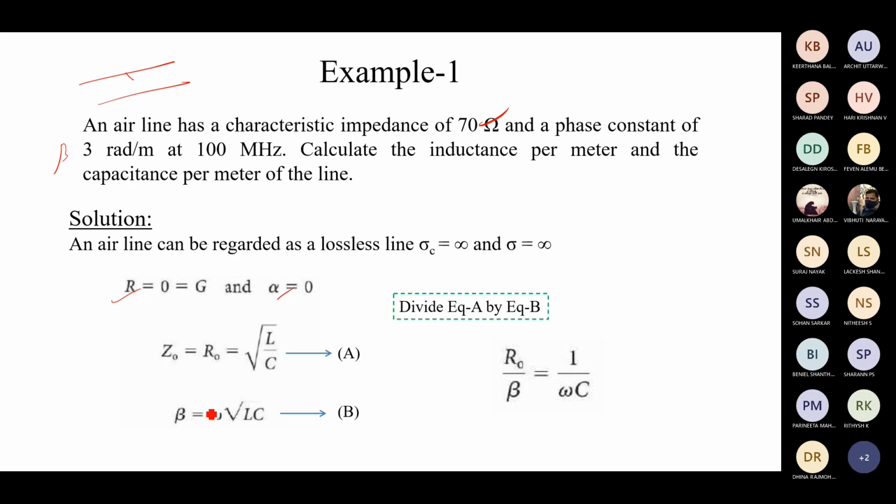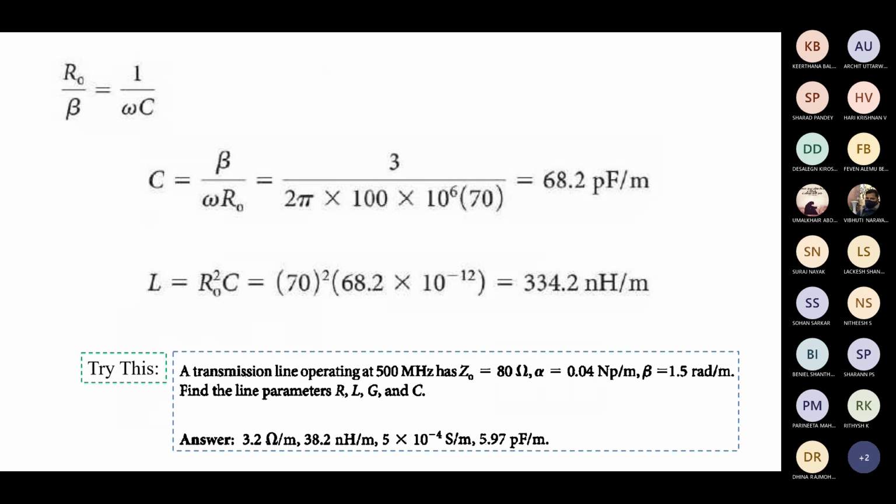Alpha equals 0, beta is given, and Z0 naturally will become reactive. So you will get root L over C. Now when you multiply this, you will get L. When you divide, you will get C. That is how the L and C values are calculated. Now we have all the values R, L, G, C. That is what is expected in the question.